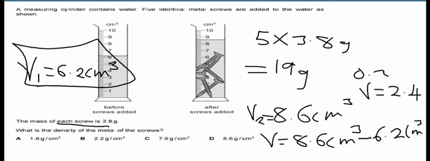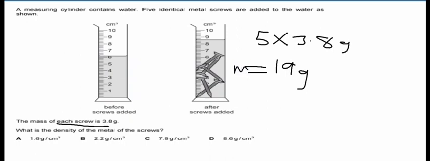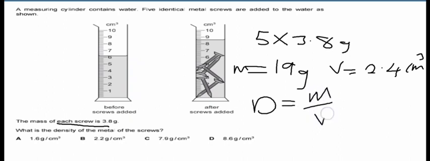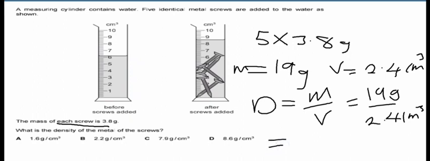So let's calculate the density. You can say this one is our mass. Then the volume here is just 2.4 centimeters cubic. So density is given by mass over volume. In this case, the mass is 19 grams divided by the volume, which is 2.4 centimeters cubic. Then when I divide, I'm going to find the answer as 7.9 grams per centimeters cubic, meaning our answer is just going to be C.